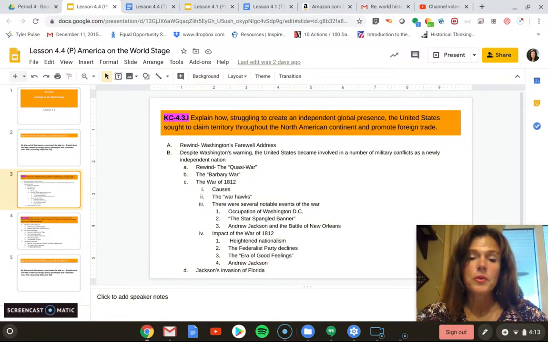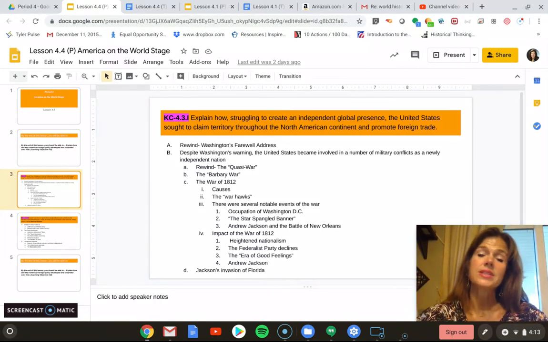To rewind, if you remember, George Washington during his farewell address really kind of warned the United States not to get involved in political affairs of foreign nations. This practice is called isolationism. This is a super important concept, and because George Washington said it, it really took root in the American mind. However, despite Washington's warning, we do become involved in a number of military conflicts as an independent nation.